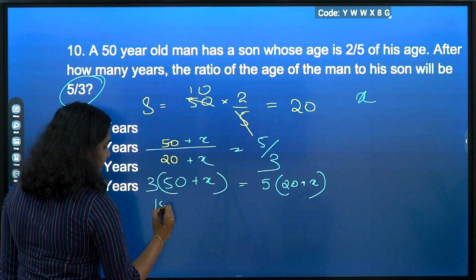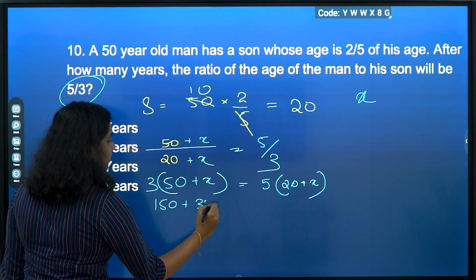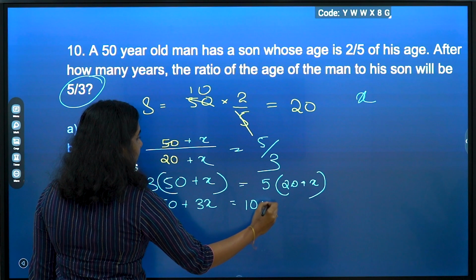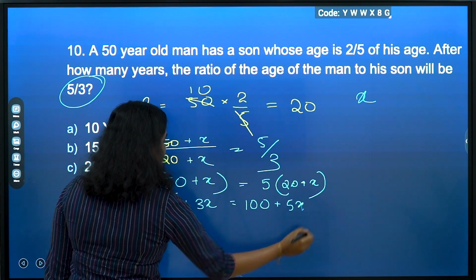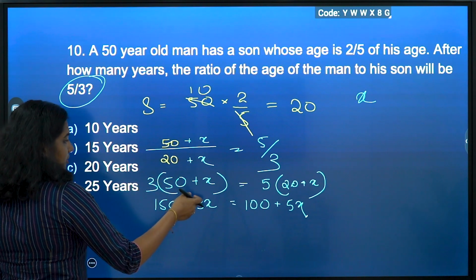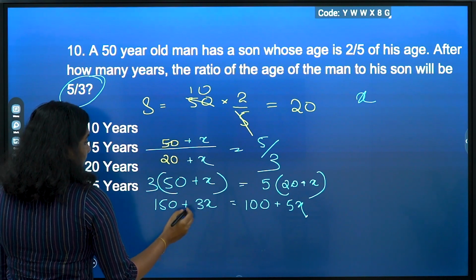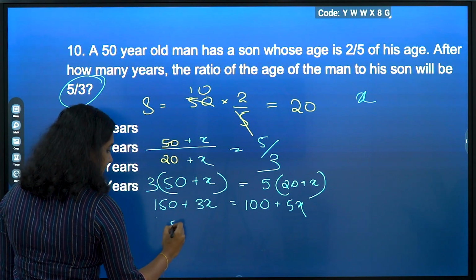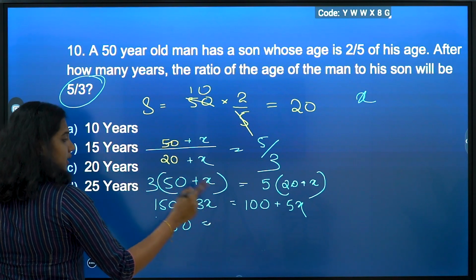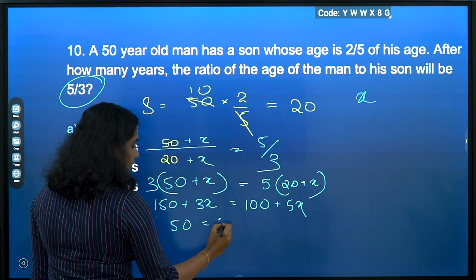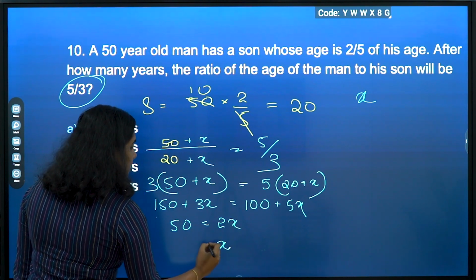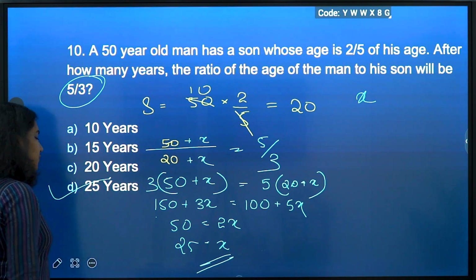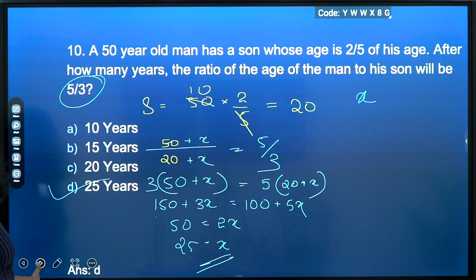So, this will be 150 plus 3x will be equal to 100 plus 5x. So, you can bring 100 here and bring 3x there. 150 when 100 comes here, it will become minus. So, 150 minus 100 will give you 50, and when 3x goes there, it will become minus. So, 5x minus 3x will give you 2x. So, x is equal to 25. So, the answer of this question is option D, 25 years. Okay. Now, moving on to the next question.